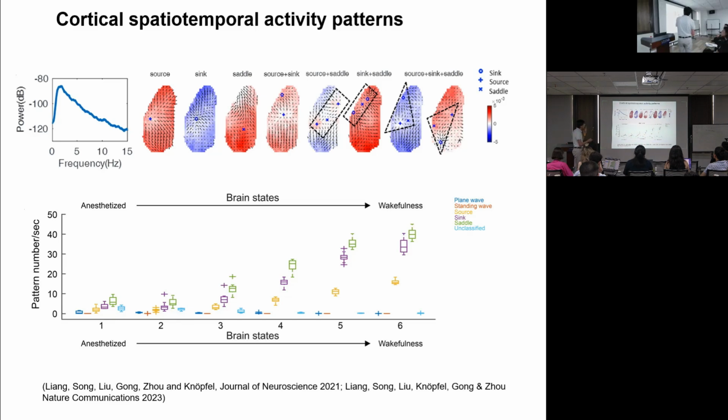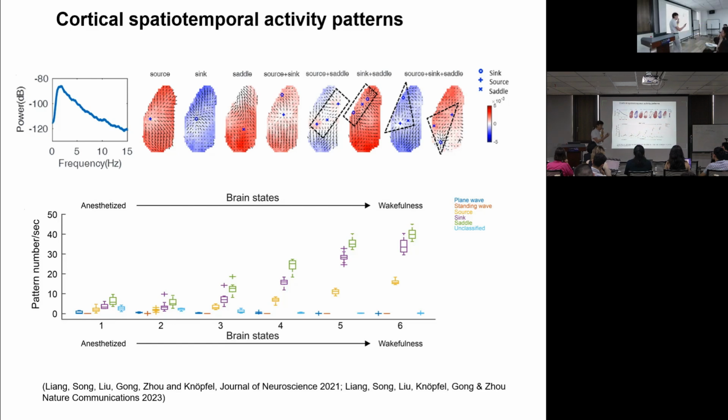So we found, for anesthetized animals, you will see we have this kind of boring traveling waves, synchronization, and also this kind of global homogeneous patterns. However, for awake cortex of mice, we'll see more of these complex waves, such as sync, source, and the saddle patterns, as I've just defined. So this result indicates that the complexity of waves would increase when the brain state changes from anesthetized state to awake state.